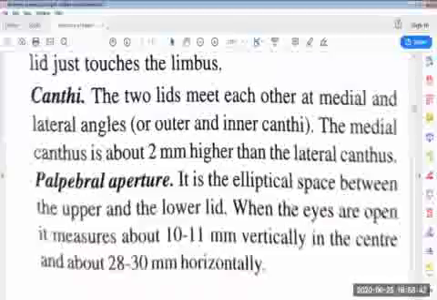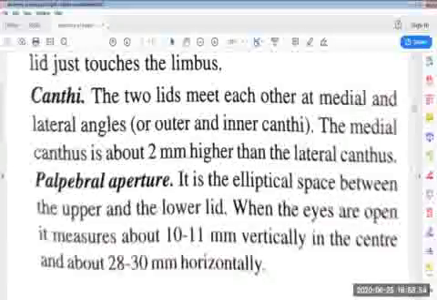Then what is the palpebral aperture? It is the elliptical space between the upper and the lower lid. When the eyes are open, it measures about 10 to 11 millimeter vertically in the center and about 28 to 30 millimeter horizontally.